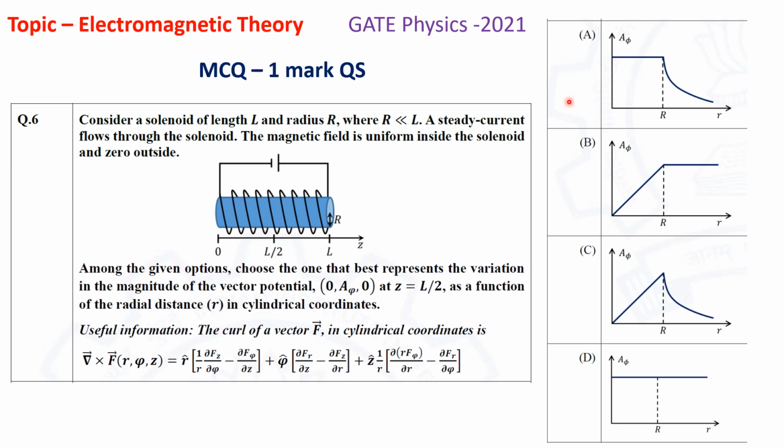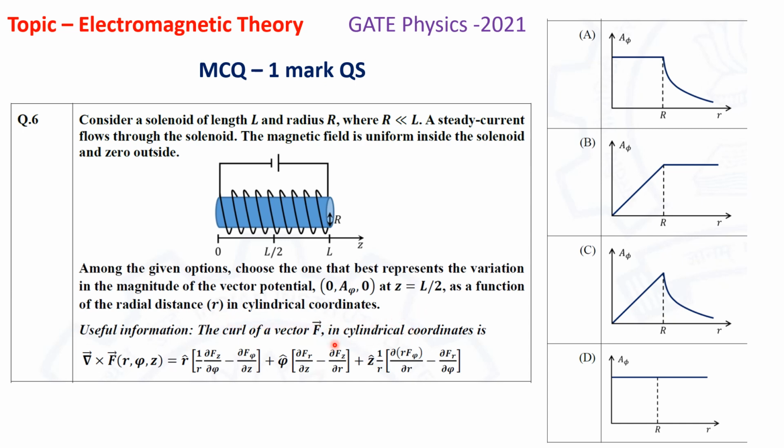The question is, consider a solenoid of length L and radius capital R, where capital R is very much less than L. A steady current flows through the solenoid. The magnetic field is uniform inside the solenoid and zero outside. So this is the schematic we are given. Among the given options, choose the one that best represents the variation in the magnitude of the vector potential (0, phi 0), these are the three components of the vector potential, at z equals L by 2 as a function of radial distance small r in cylindrical coordinates.